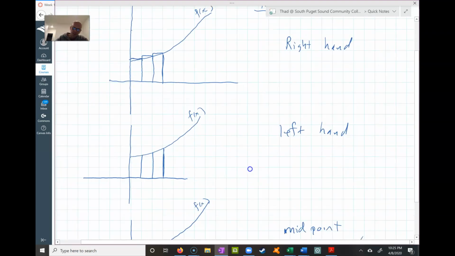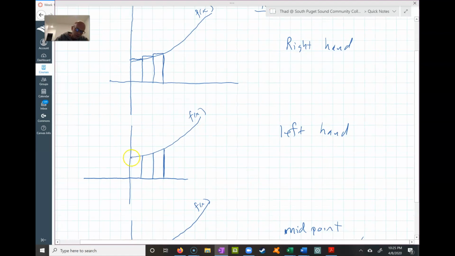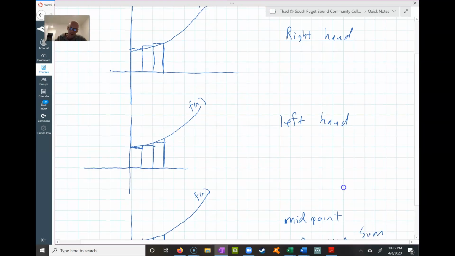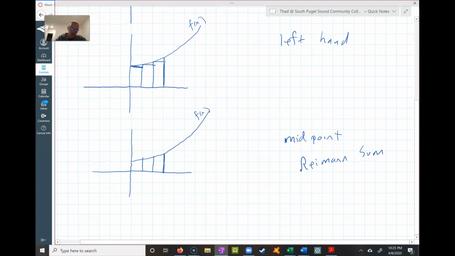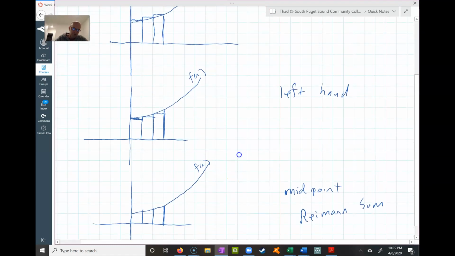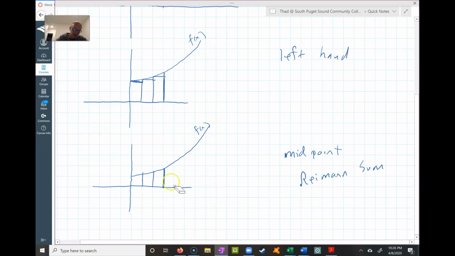If we're using a left-hand sum, then we're going to determine the height of the rectangle by the left side. So it looks something like this. We're going to use these rectangles to find the area under the curve. We find the area of each rectangle, add them up, and that would give us an approximation for the area under the curve. And then the third example, oops, that doesn't look the same, does it? I'm going to lower this one.